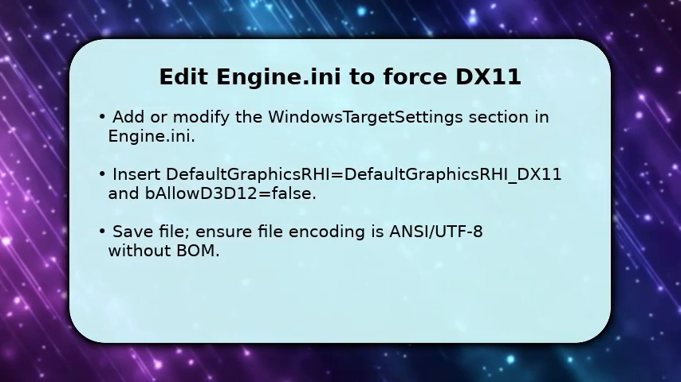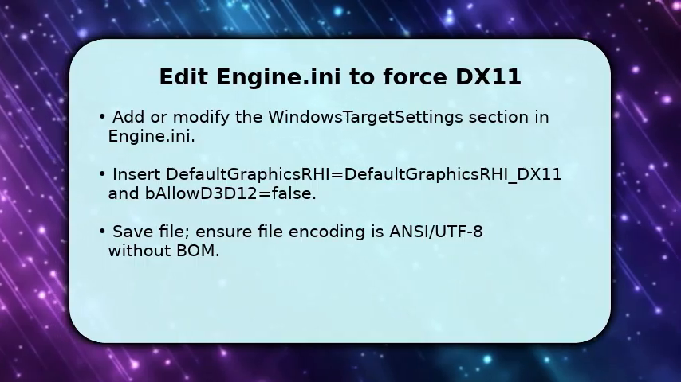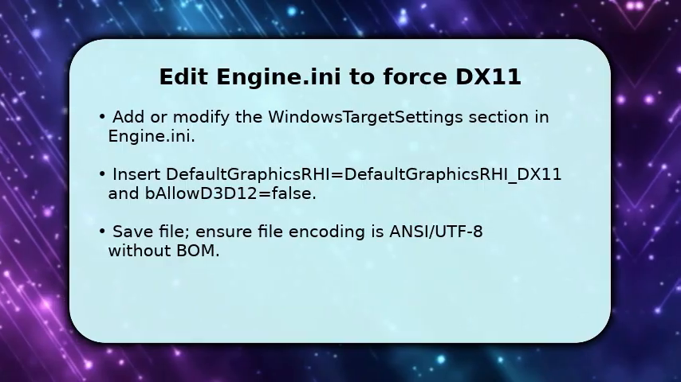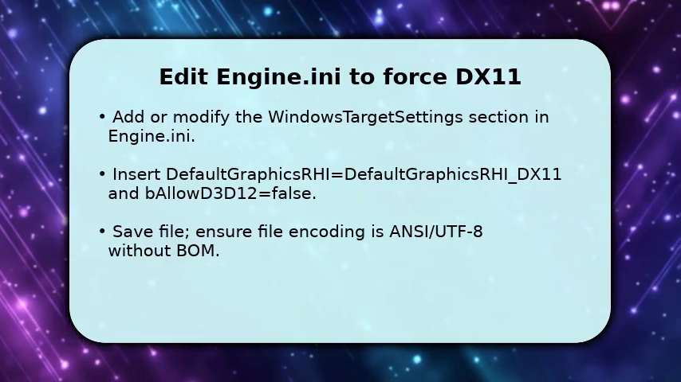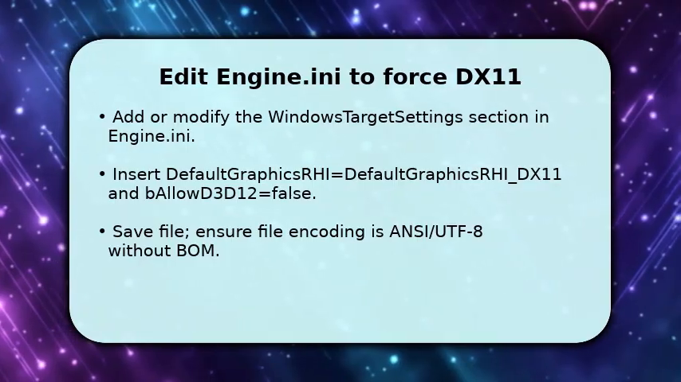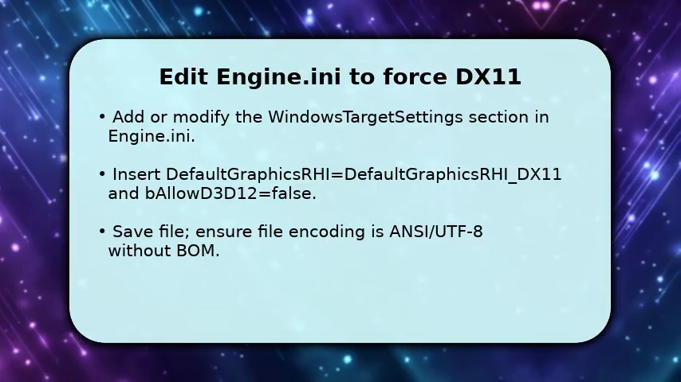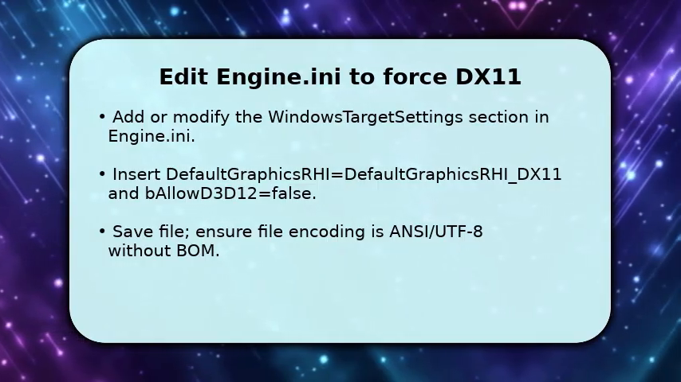Once the file is open, find or add the section /Script/WindowsTargetPlatform.WindowsTargetSettings. Then add DefaultGraphicsRHI=DefaultGraphicsRHI_DX11, and to block DirectX 12, add bAllowD3D12=false in the same file.